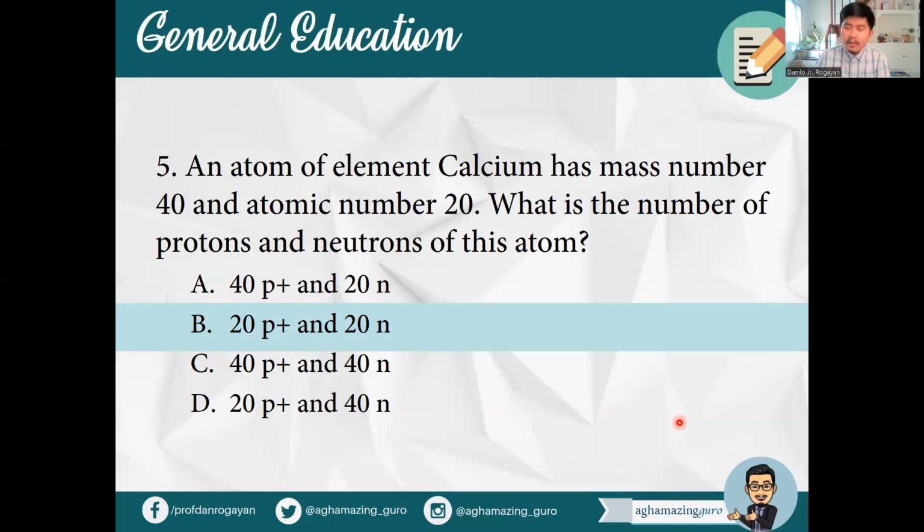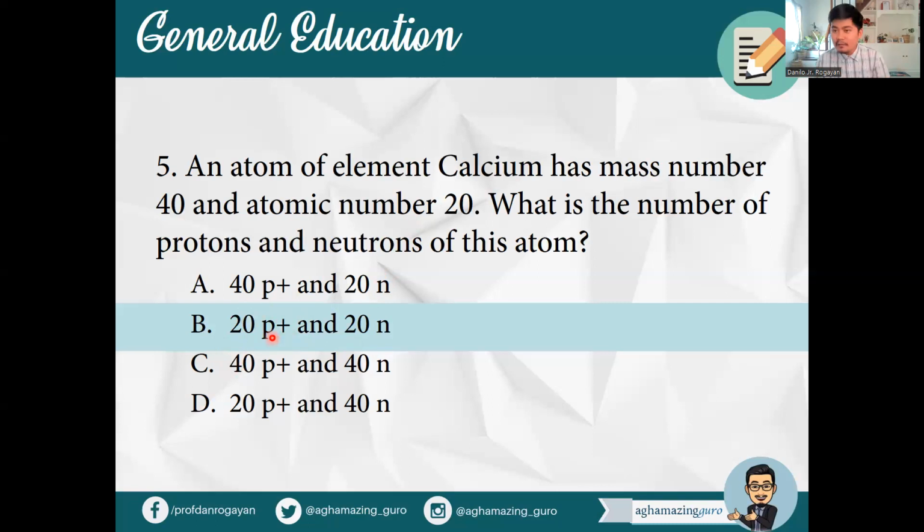Remember, if, for example, in the given question, nabigay yung atomic number, for example in this case it is 20, atomic number is actually equivalent to the number of protons and electrons. Kasi walang charge yung atom eh. So if the atomic number is 20, that means the protons and electrons are also 20. In this case, the protons is 20.